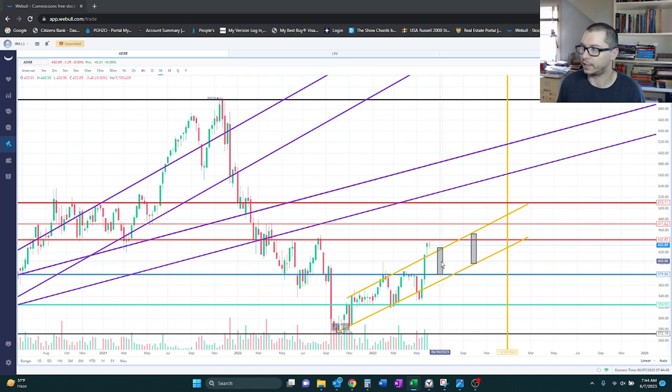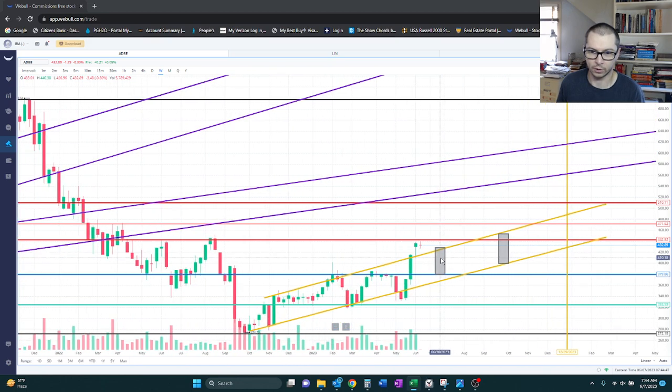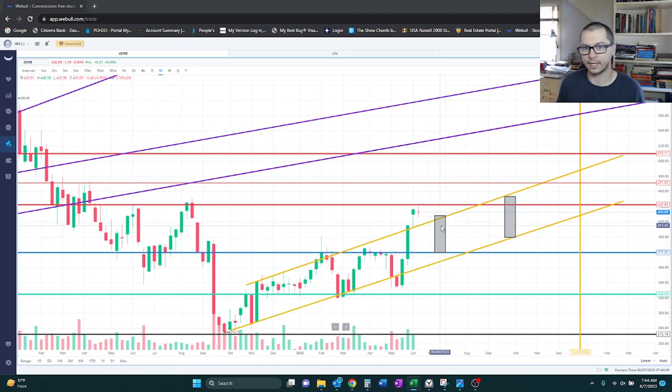So this box right here, and I'll zoom in a little bit. This box here is the projection that I'm seeing for where the stock price is today to where I think it will be, some sort of range between now and the end of the second quarter, which would be the end of the month. This box here would be the end of the third quarter, so around September 30th.